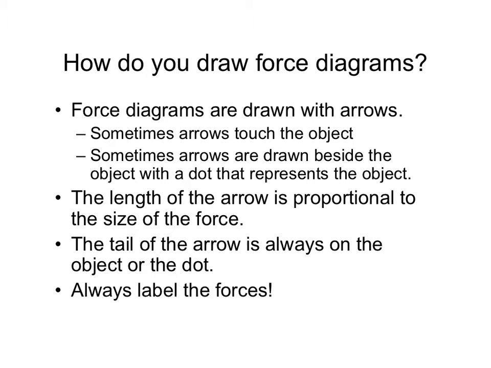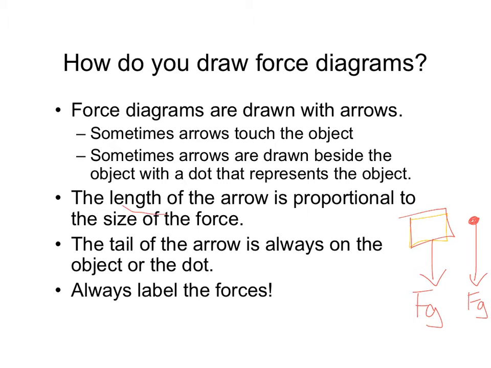We draw these guys with arrows. Sometimes the arrows touch the object. Say I have a box, and we know that force of gravity pulls down on it, right? So I am showing my arrow touching the box here, okay? Other times people do it like this. Instead of drawing the box, they'll just draw a little circle, and then they'll draw the force diagram off the circle or the dot, whichever is fine.